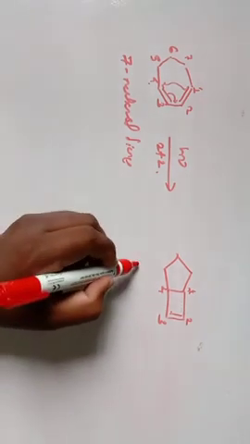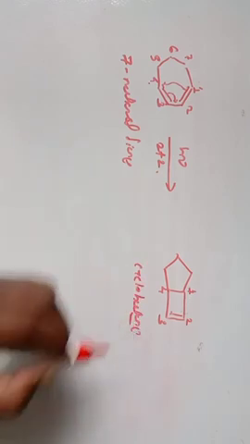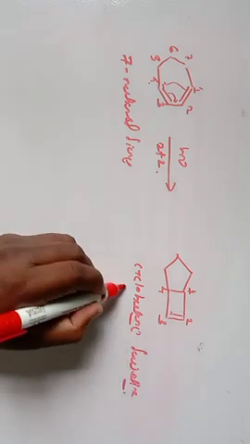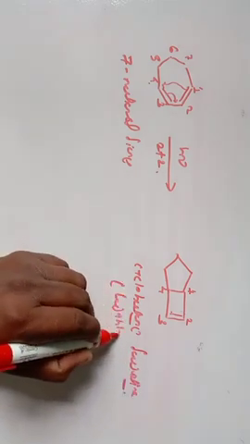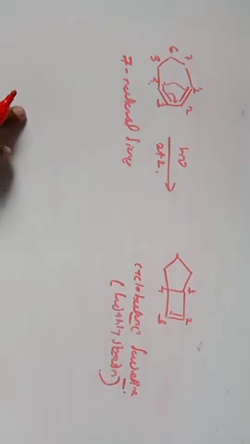derivative, cyclobutene, not butane, cyclobutene derivative, which is highly strained, and this cyclobutene derivative reacts with excess alkenes, alpha olefins, in presence of Grubbs catalyst.